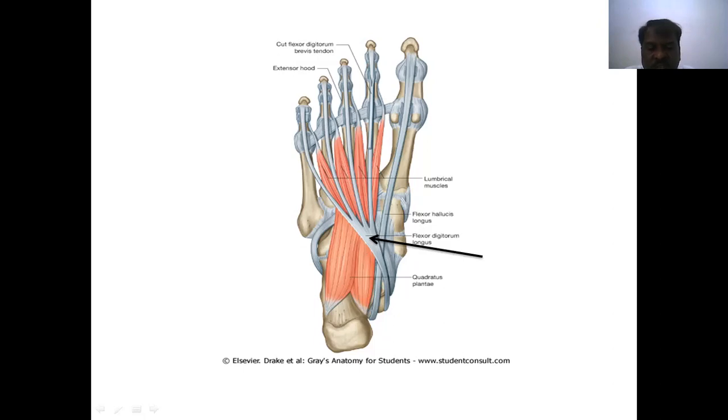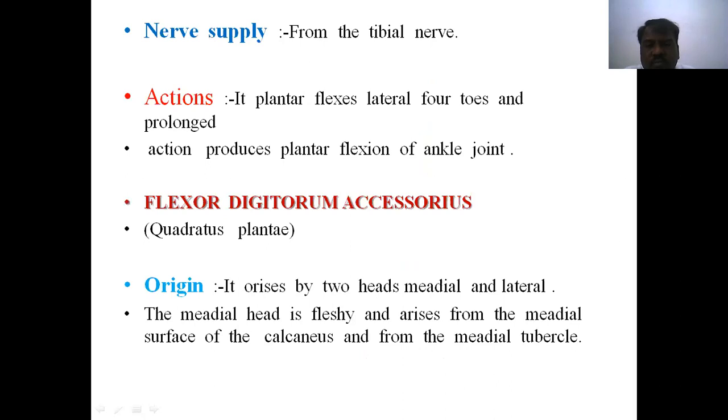Two tendons, an accessory muscle, and four lumbrical muscles are present in the second layer of the sole. The nerve supply is the same, from the tibial nerve only, in the second layer also. The action is plantar flexion of the lateral four toes. Same for the accessory muscle also.